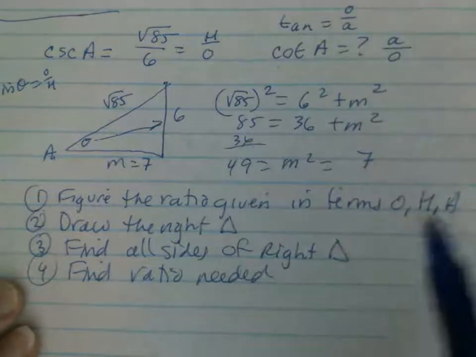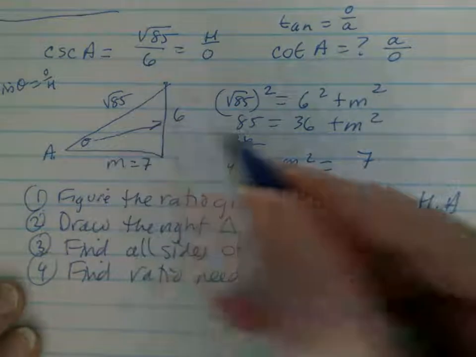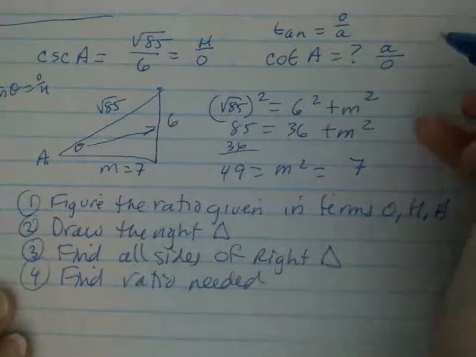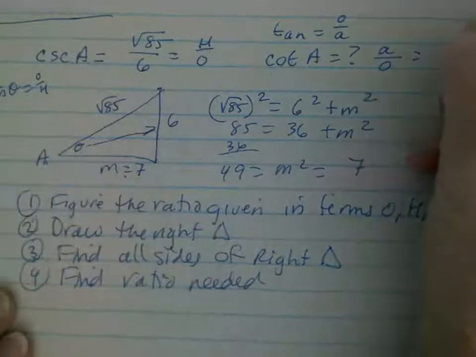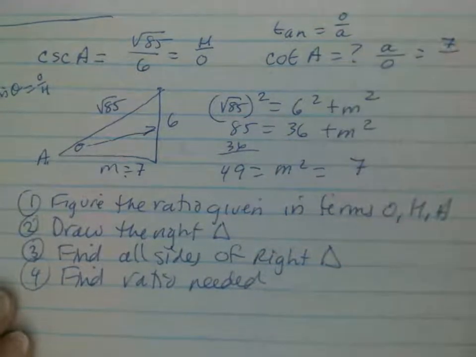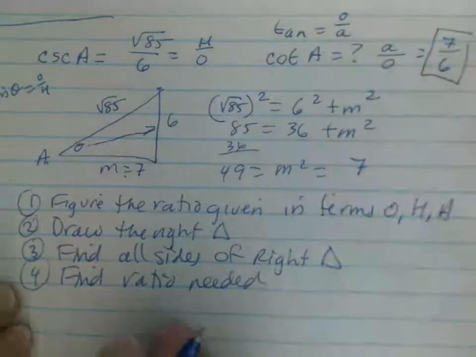And just flip it. So if we go back to our triangle that we drew, to find the cotangent, I'll just finish it up here. Based on the reference angle of A, the adjacent is 7. And then the opposite side is 6. Okay, and that would be our final answer. I'm going to do another one.